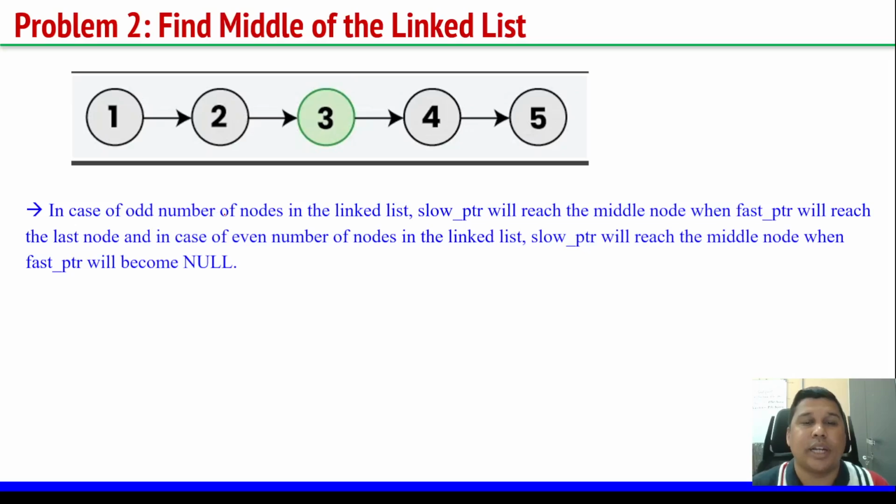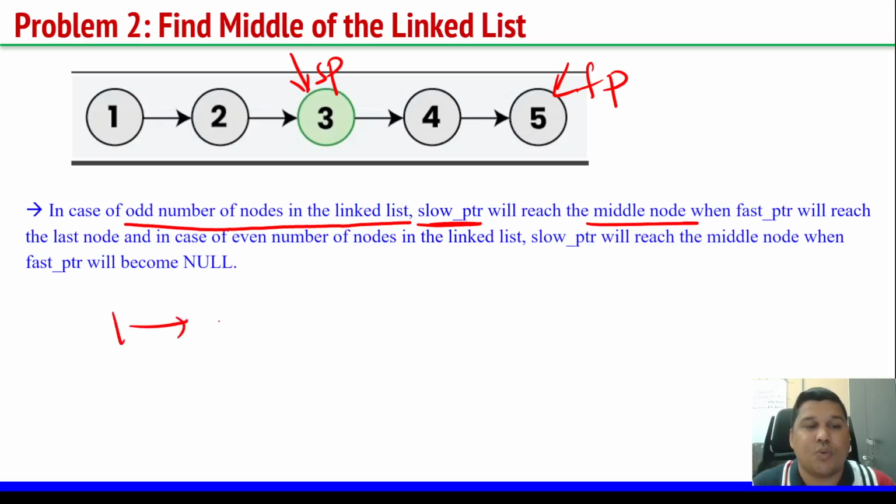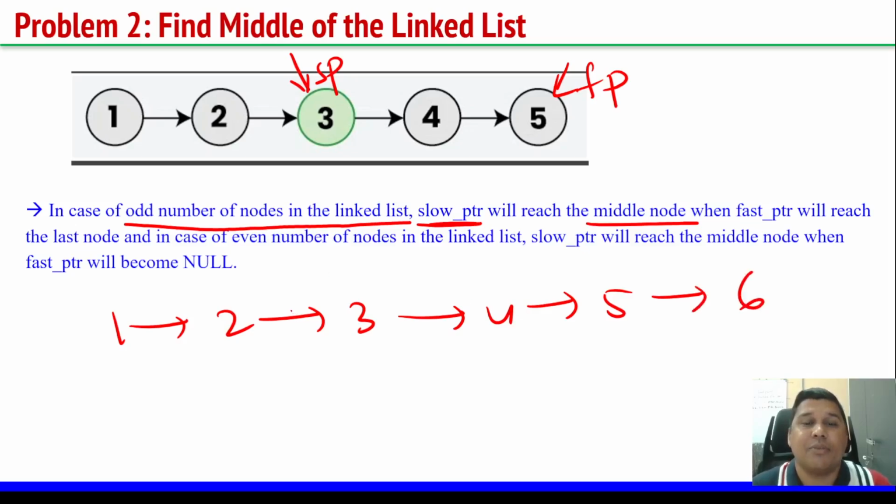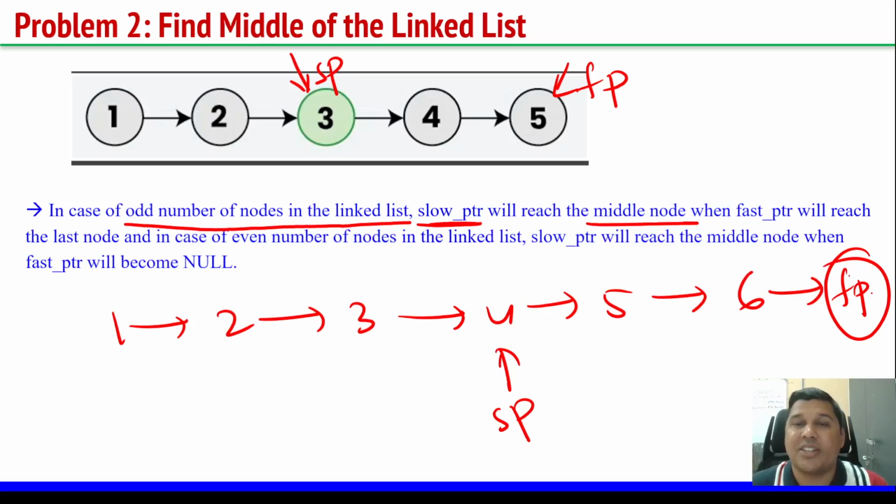Again, we will try to take the case of slow pointer and fast pointer. We were talking about even and odd numbers, right? In case of an odd number of nodes in the linked list, the slow pointer will reach the middle node definitely. It will come here, slow pointer, and fast pointer is here. In case of an even number of nodes, like 1, 2, 3, 4, 5, 6, the slow pointer will reach the middle node when the fast pointer becomes null. It means slow pointer will come here when the fast pointer reaches the last node.